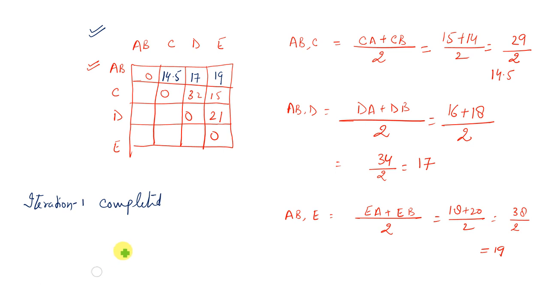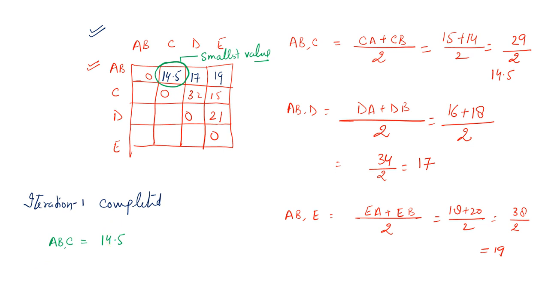Let me change the color. If you see here, it is 14.5, 17, 19, 32, 15, 21. So again the smallest value is 14.5. So this one is the smallest value. So it is in between AB comma C equals 14.5.